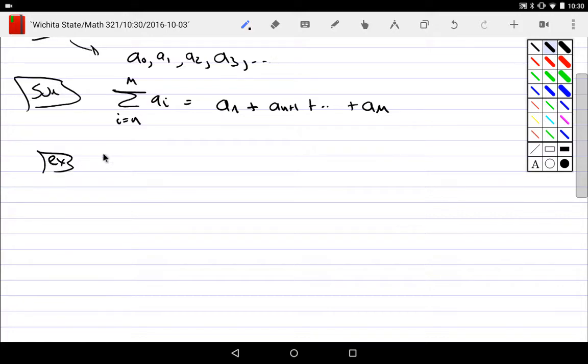An example, we could do the sum, say from i equal to 3 to 7 of 2 plus 3i. That rule is what type of sequence? 2 plus 3i is what? It's an arithmetic sequence, right? If it was 2 times 3 to the i power, that would be geometric, right?